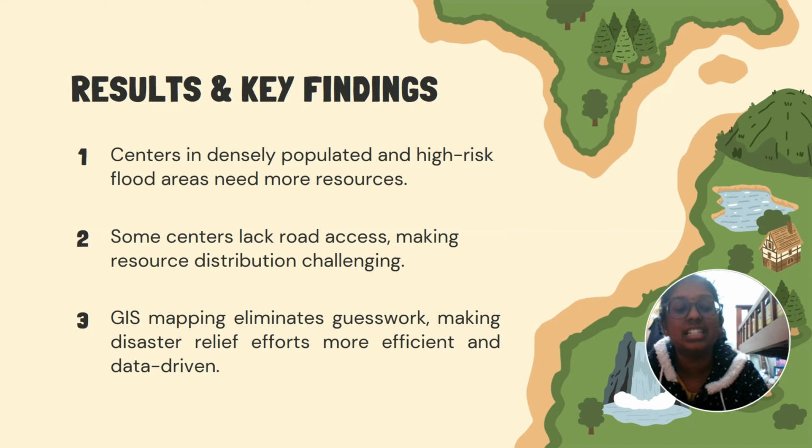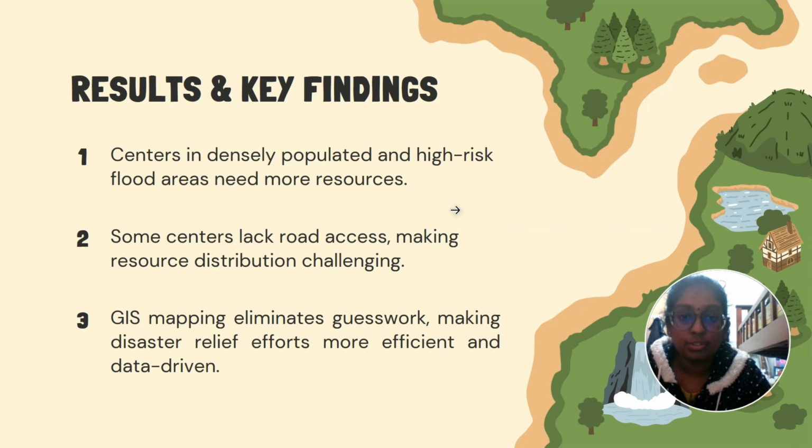After analyzing the data in ArcGIS, we found some key insights to improve flood relief efforts. Firstly will be high population areas need more aid. Centers in crowded districts need more resources since more people are affected. For example, Gua Musang has a significantly higher population compared to others, so they need more aid.